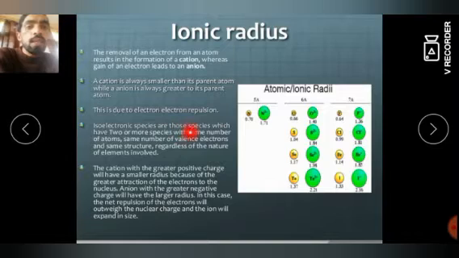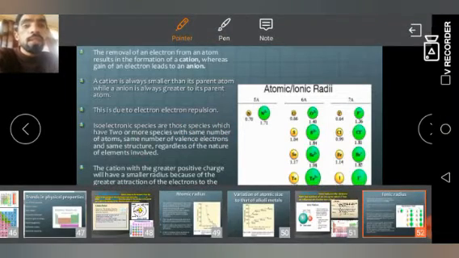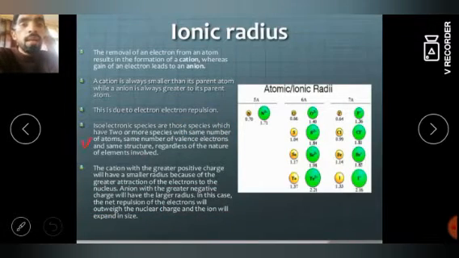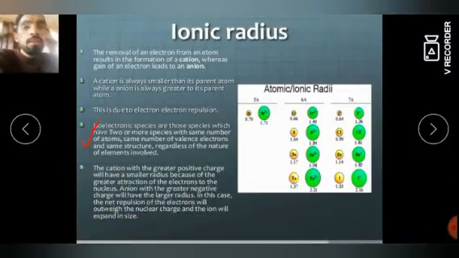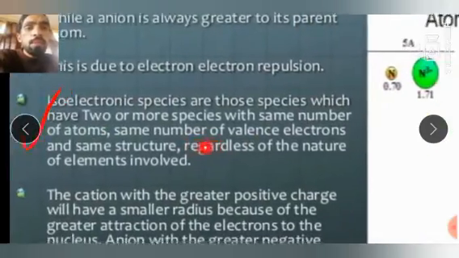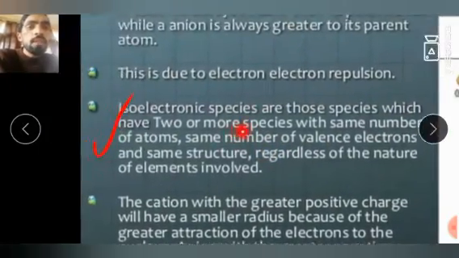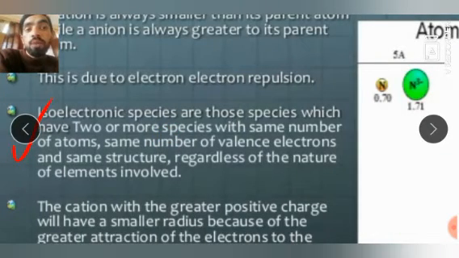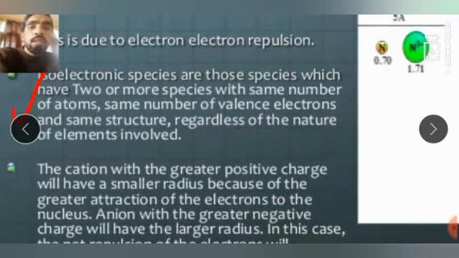Isoelectronic species is a very important definition. Isoelectronic species are two or more species with the same number of atoms, the same number of valence electrons, and the same structure also. The word iso means same, and electronic means electrons: same number of electrons, same number of valence electrons, same structure. This type of species is called isoelectronic species.